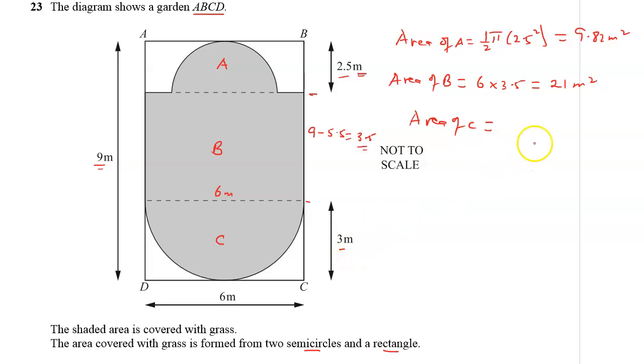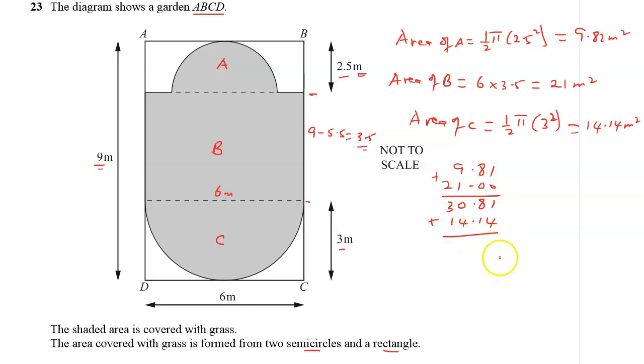We go for the area of C, which is a semicircle here. It has a radius of 3. So take a half of this, multiply by 3 squared. What you're going to get is 14.14 meters squared. Then you add all of this: 9.82 plus 21 plus 14.14, and when you do that, what do you get?